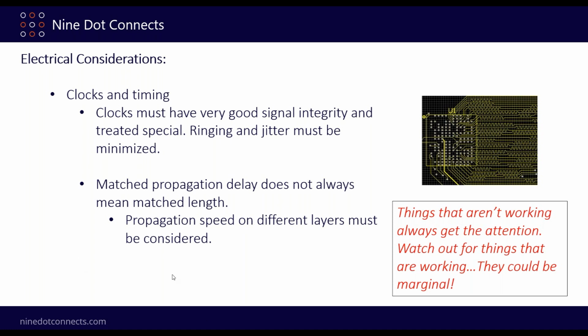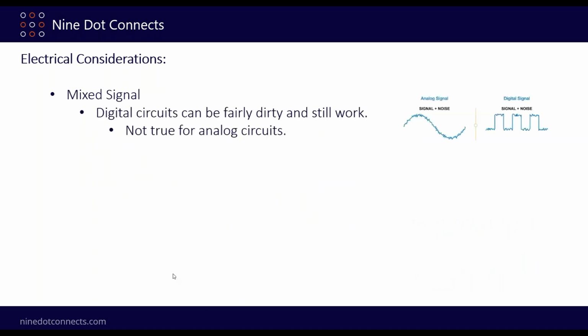But just make sure that when you do that, you are actually going to look at the performance in your design. Super important. Mixed signal digital circuits can be fairly dirty and work well. Not true for analog. You've got a lot of crap on this signal, but logically it's going to work fine. You're going to get 1s here and you're going to get 0s there. Not a big deal. You may have EMI issues and things like that, but for this discussion, that's going to work. This is not going to work at all, right? This is going to be a problem.